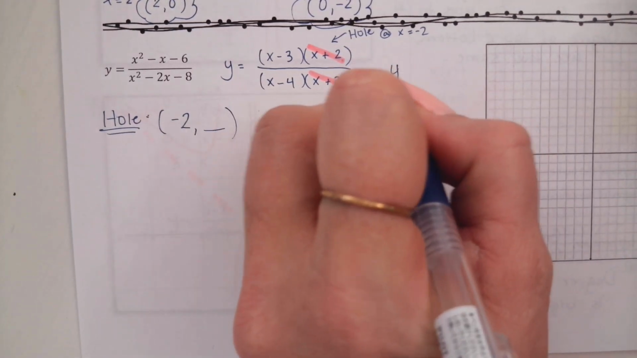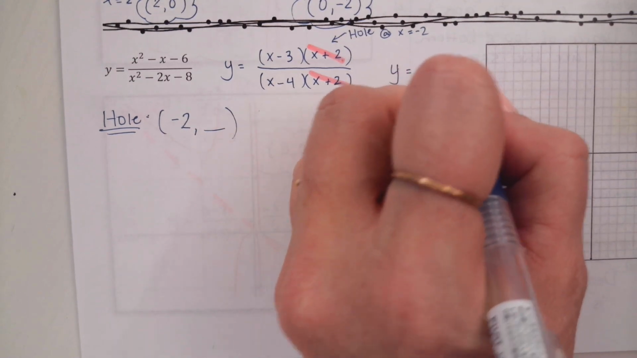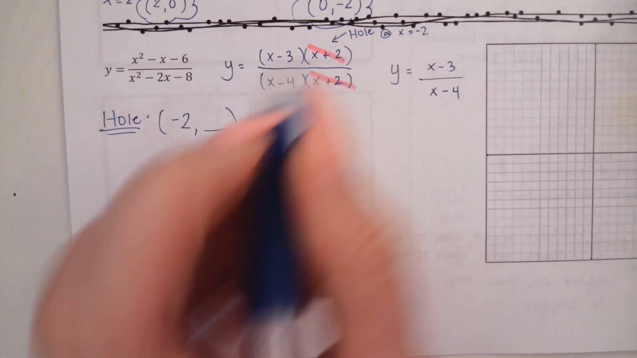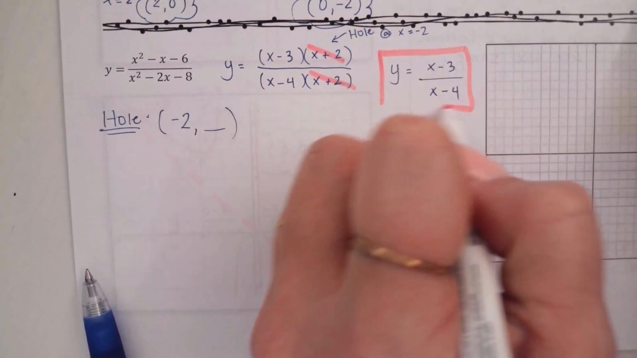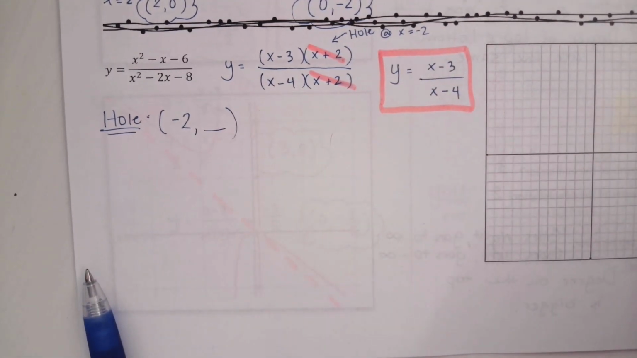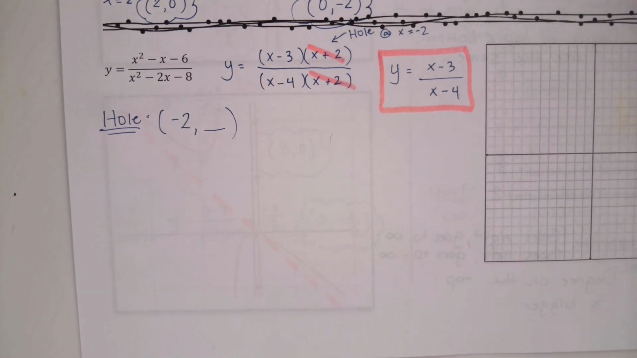I'm going to write out my new and improved reduced function that I need to remember to use to find everything else. I'm going to highlight it because the old one is dead, the new one is alive. How do we find the y value of the hole? You plug in -2 to the new function. Good.